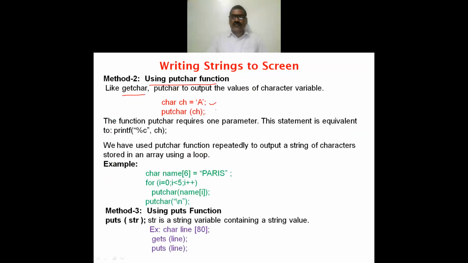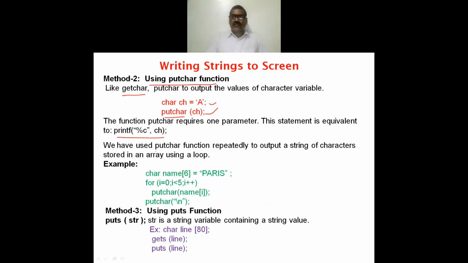Now putchar of ch is going to print a character onto the screen, similar to printf of %c comma ch. It is equivalent to this. This putchar is an unformatted output function, because we are not making use of any format string specifiers like %c, which is used with printf.